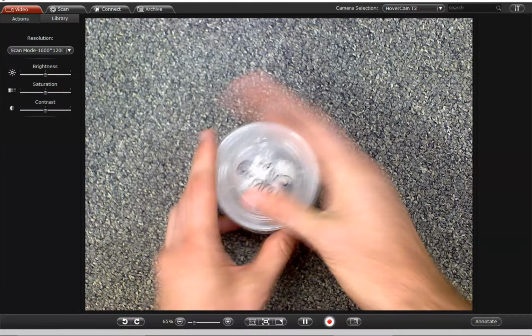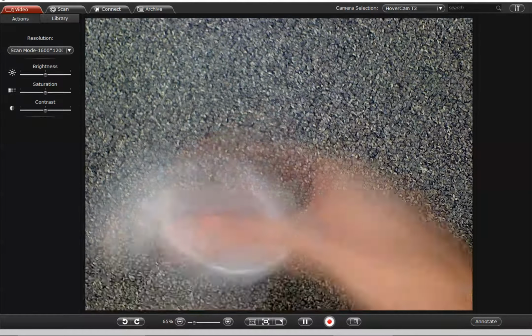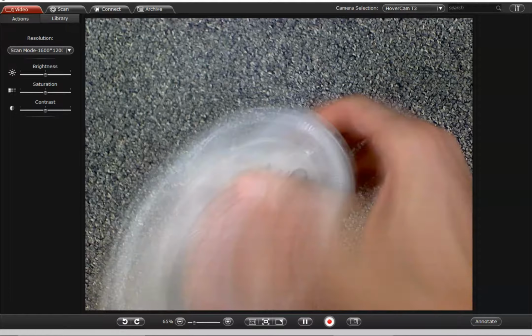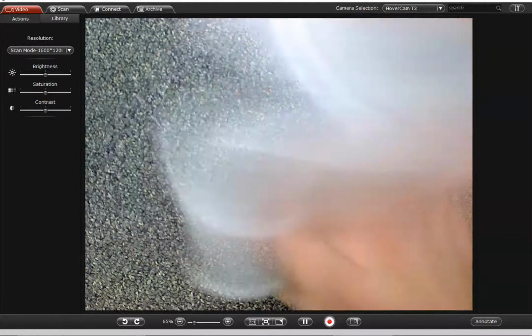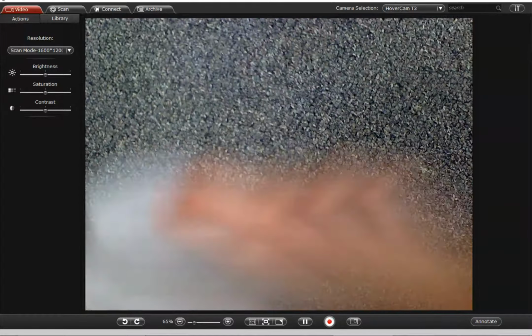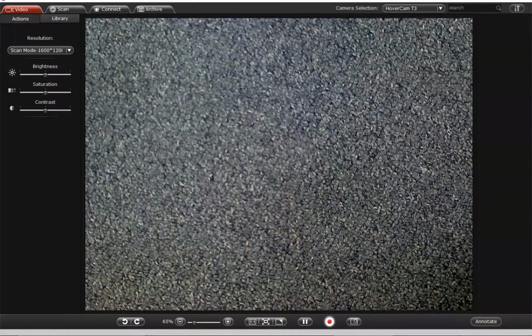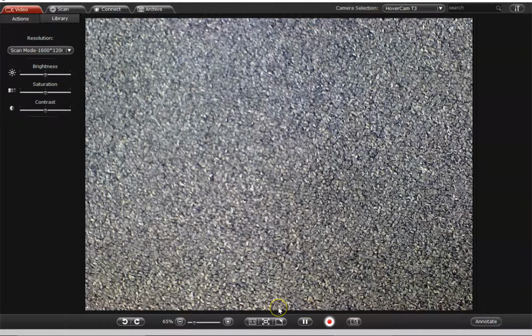And shake it up 40 more times. 1, 2, 3, 4, 5, and so on up to 40. Now let's see what we have.